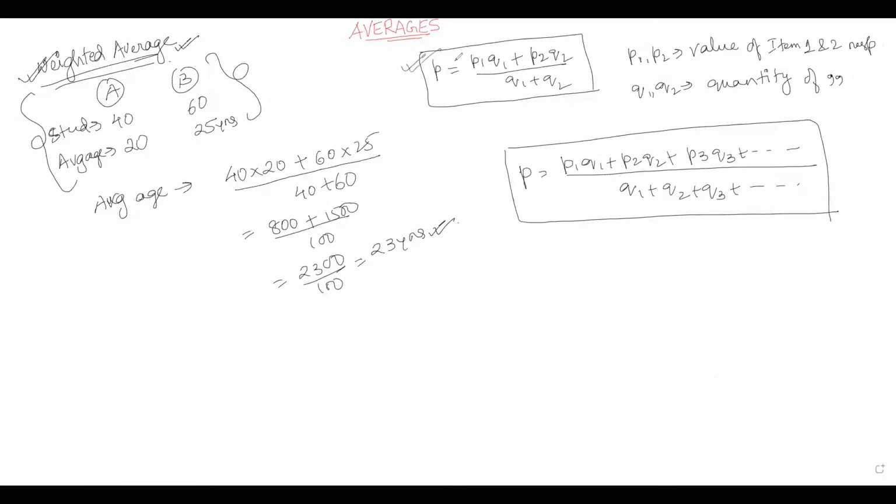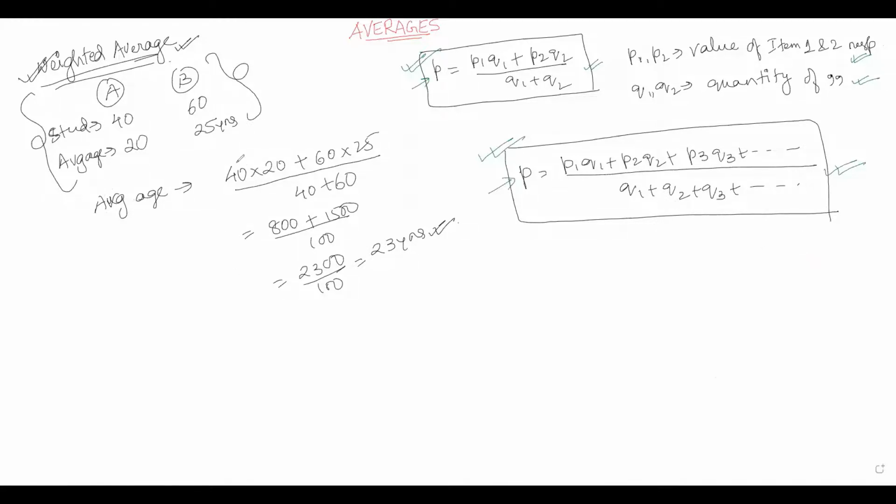If I want to generalize this for two items, I can write the weighted average P to be P1 Q1 plus P2 Q2 upon Q1 plus Q2, where P1 and P2 are the values of items 1 and 2 respectively, and Q1 and Q2 are the quantities of items 1 and 2 respectively. I can extend this to more than two items, in which case the weighted average P can be written as P1 Q1 plus P2 Q2 plus P3 Q3 and so on, upon Q1 plus Q2 plus Q3 and so on. So in this way, we can find the average of the entire group.